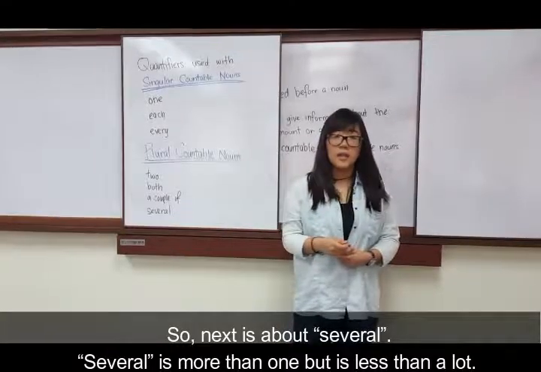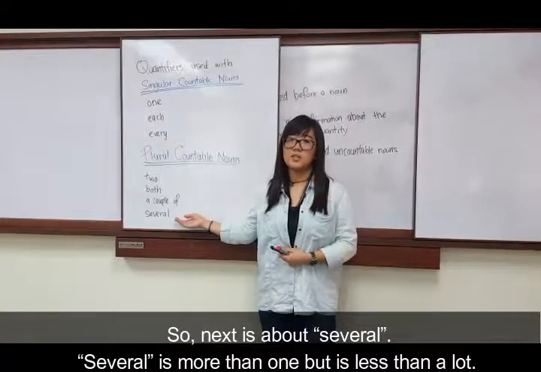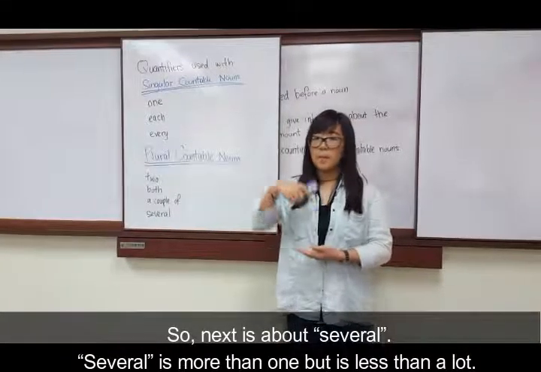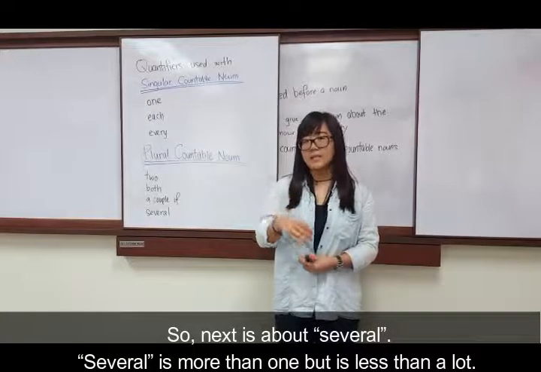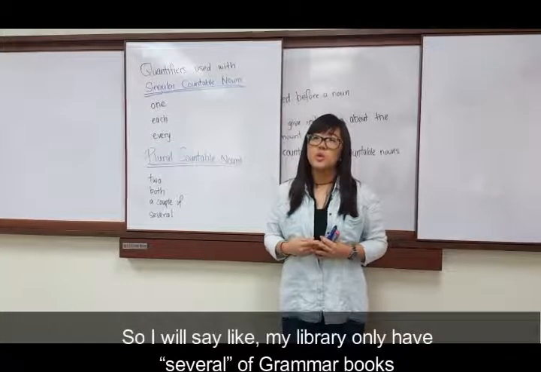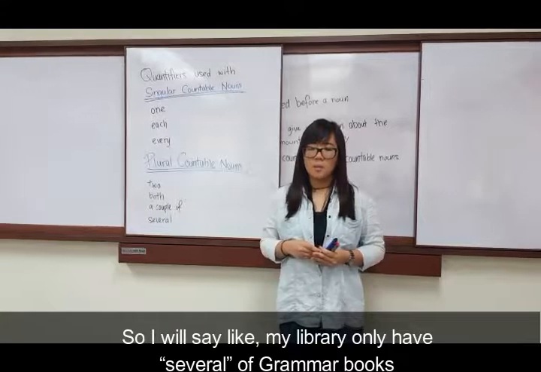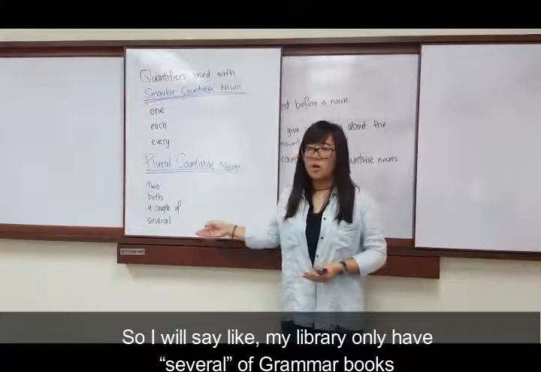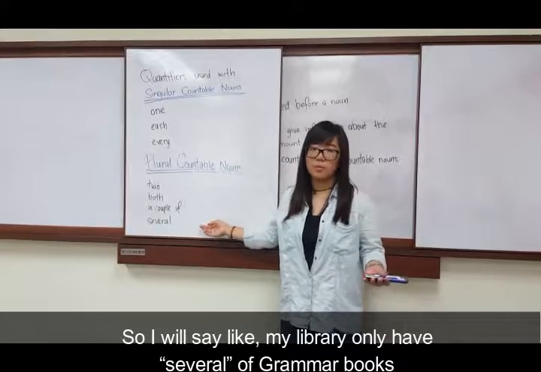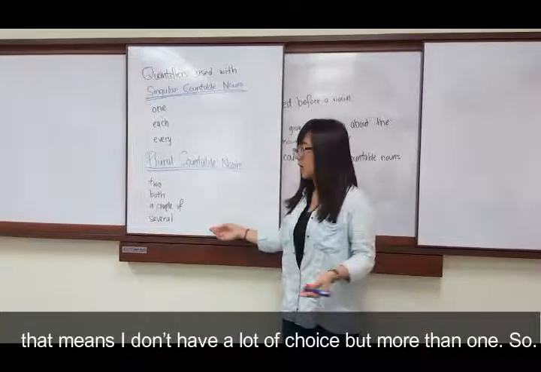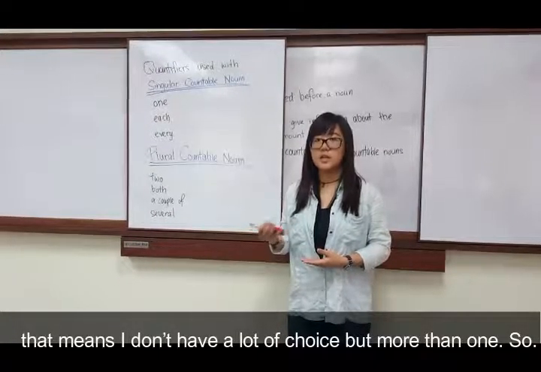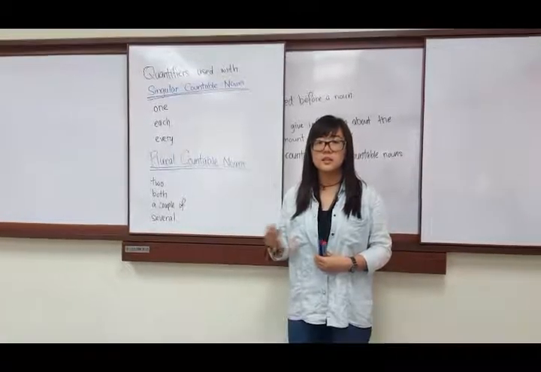Next is several. Several is more than one, but less than a lot. So I will say, my library only has several books. That means I don't have a lot of choice, but more than one.